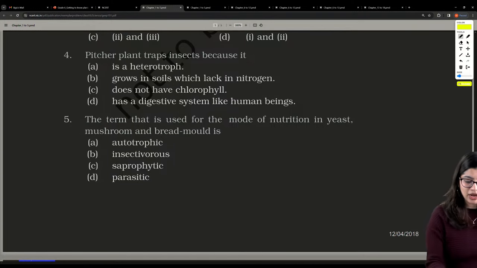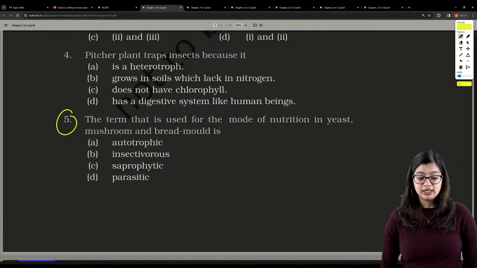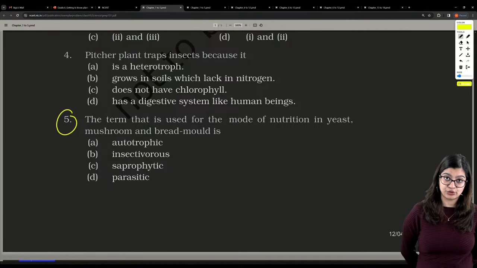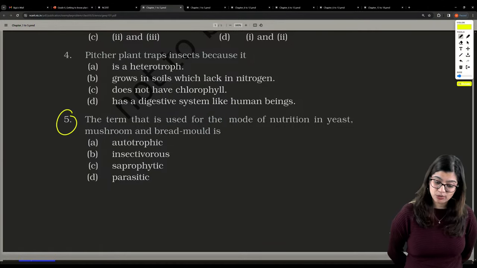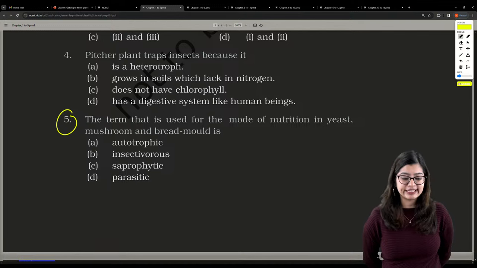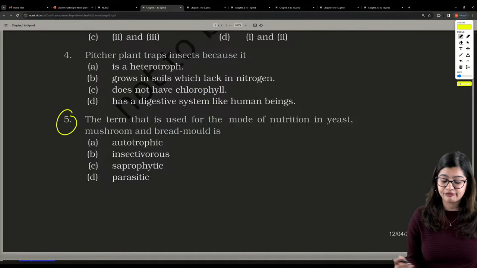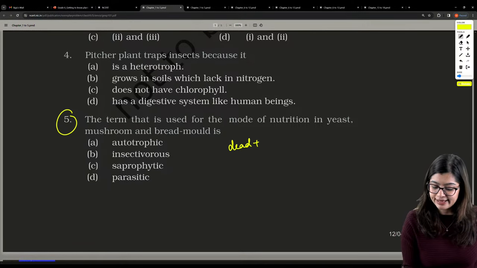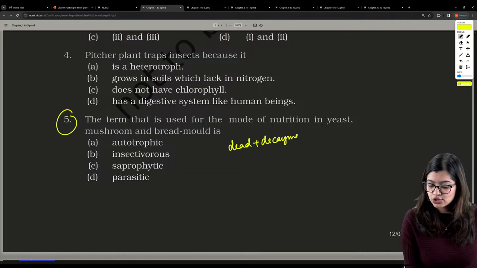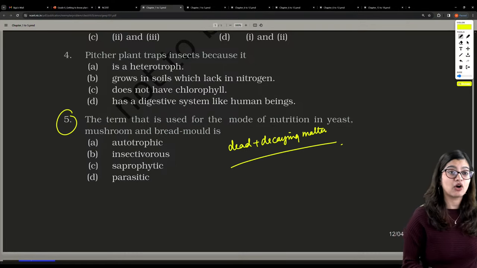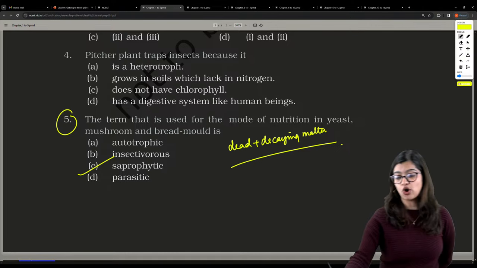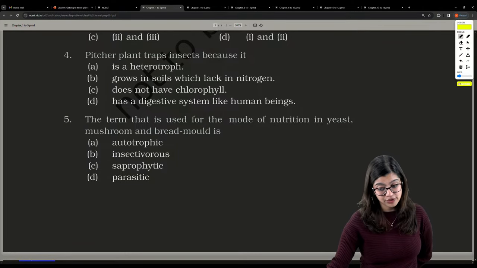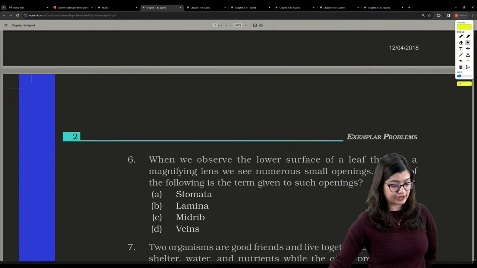Okay, moving on, everyone, to question number 5. The term that is used for the mode of nutrition in yeast, mushroom and bread mold. Now we know that yeast, mushroom, bread mold are all found growing on dead and decaying matter. So if they are found on dead and decaying matter, they are called saprotrophs or saprophytes. So this mode of nutrition is what we call saprophytic.